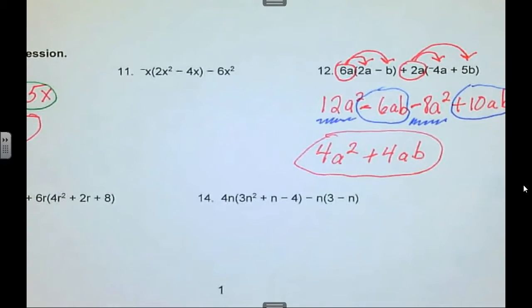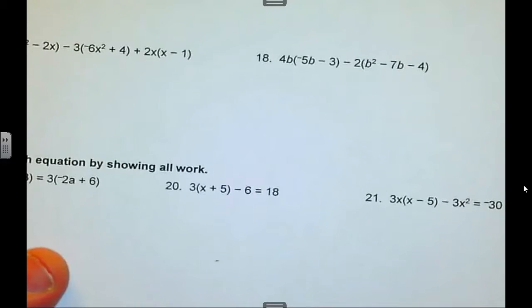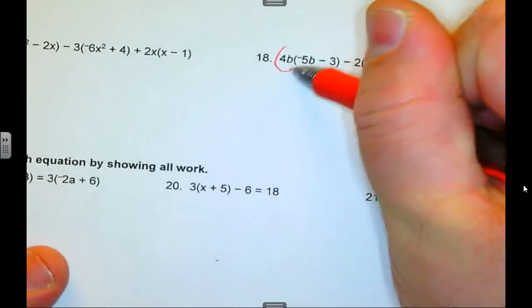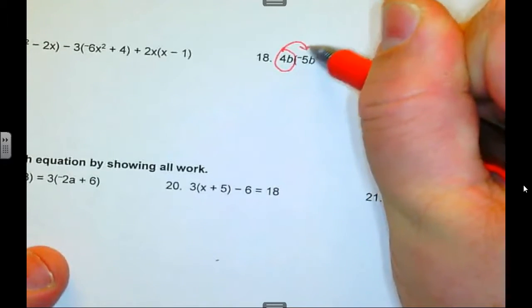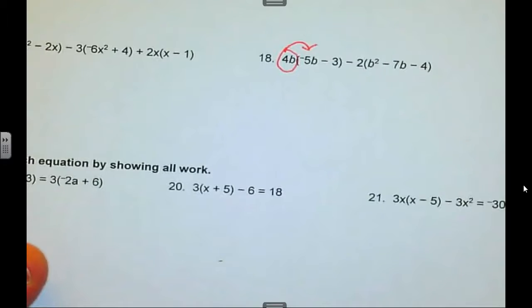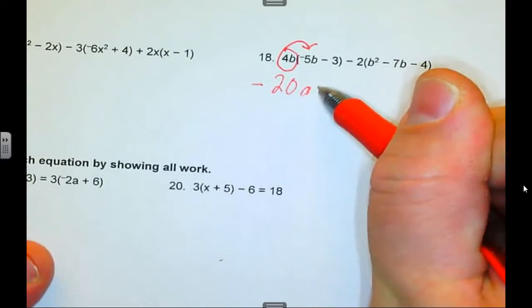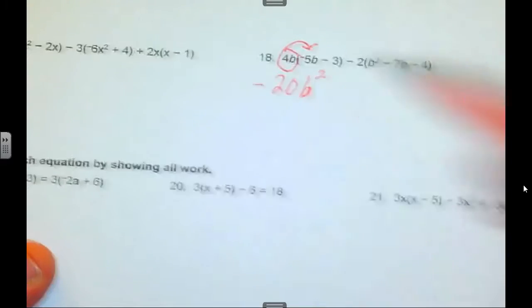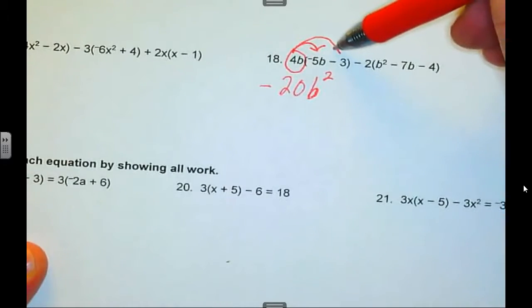How about 18? Yep. 4a, I'm sorry, positive 4b times negative 5b. Negative b squared, you're right, my fault. 4b times negative 3.